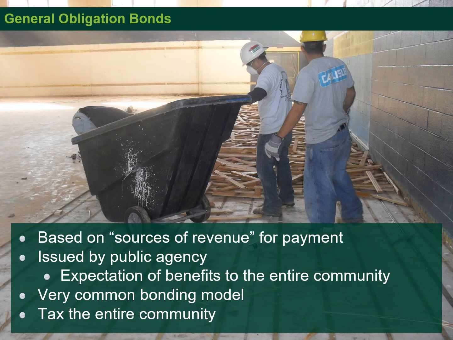Then we'll move on to general obligation bonds, and you'll hear this term a lot as well. This is where it's based on the sources of revenue for payment. So, for building a recreation center, we use revenue from that recreation center to make the payment on the debt. It is issued by a public agency, and the expectation is that whatever is being done benefits the entire community in some way. Again, this is a very common model for attaining financing for these large projects.